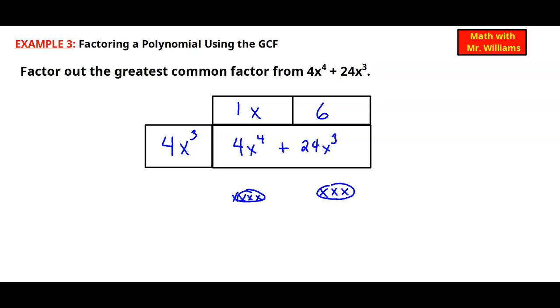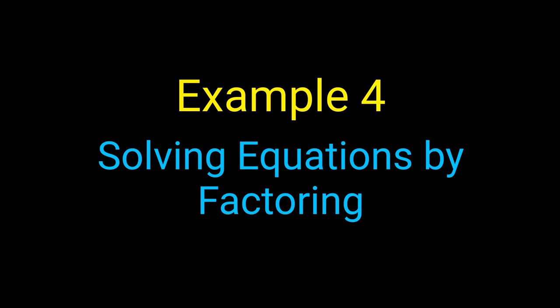So in this case, I see my plus here, so I'm going to bring it up. And now I have my factored form. So let's go ahead and rewrite it. We have 4x to the 3rd times x plus 6 as my factored form.